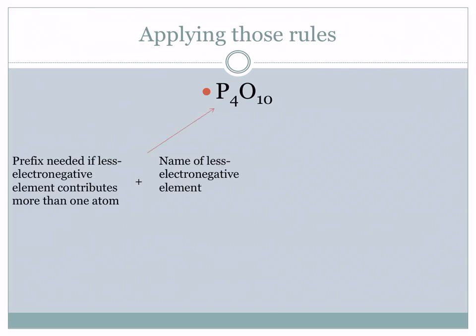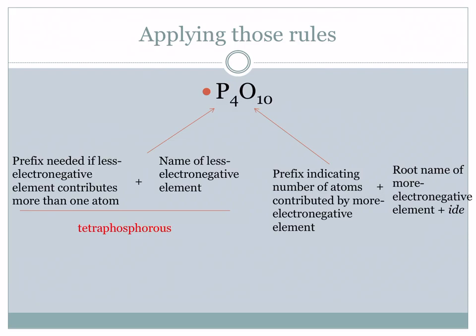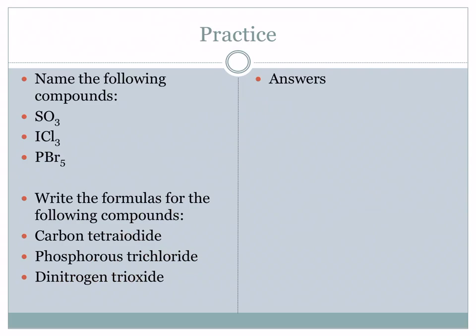All right, so let's try this one out. Our first element is phosphorus, so that's our less electronegative element, and we have 4 of them, so we do want to give the prefix. It's going to be tetraphosphorus because 4 means tetra. Then we do it for oxygen. We always give the prefix now, and then the root name and then ide. So 10 is deca, and then we have ox, so it's decaoxide. Then we bring it together: tetraphosphorus decoxide.